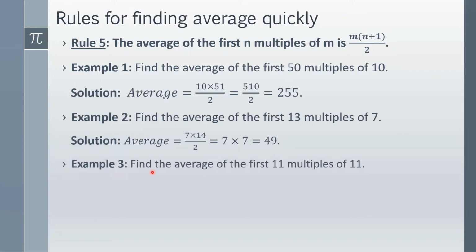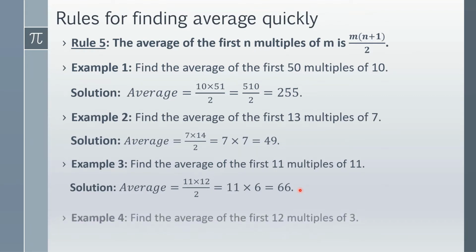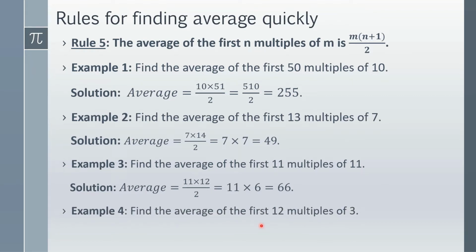Now, how can you calculate the average of the first 11 multiples of 11? First 11 multiples, so you add 1 to 11, 12, then multiply by 11 and then divide by 2. So average is going to be 11 into 12 by 2, that is 11 into 6, that is 66. We'll do one more example. Find the average of the first 12 multiples of 3. First 12 multiples, so add 1 to 12, so you get 13, then find 13 into 3 by 2, and that is going to be 39 by 2, which is 19.5. So this is another method for finding the average of the first n multiples of a given number.